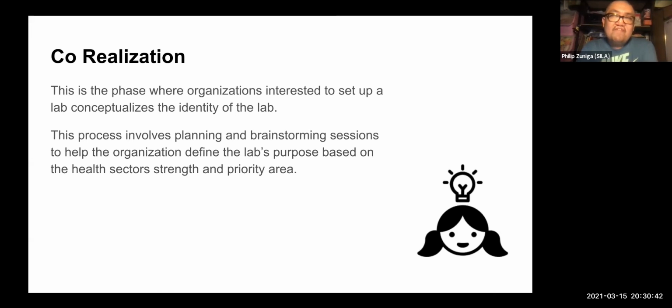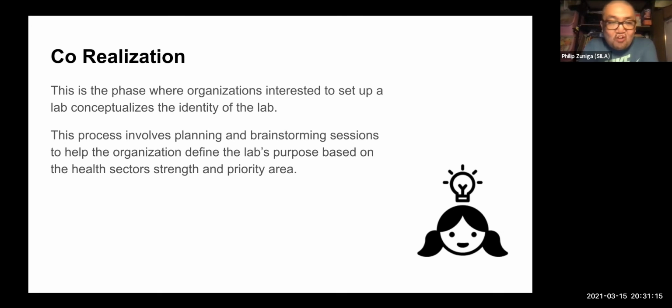So if we will be setting up an interoperability lab, we don't do that quickly. We should identify what will be the identity of the lab. Okay? Will it be a testing lab? Will it be a development lab? Will it be a training lab? So we have to carefully identify that identity, because if we don't do that, then there will be higher risk for the interoperability lab to fail.